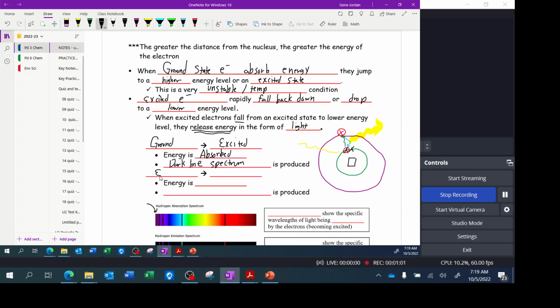When it goes from excited to ground, energy definitely is released, and a bright line spectrum occurs. And this is the most beautiful thing, I think. It's one of my favorite things to watch in chemistry. It produces beautiful light. All right.